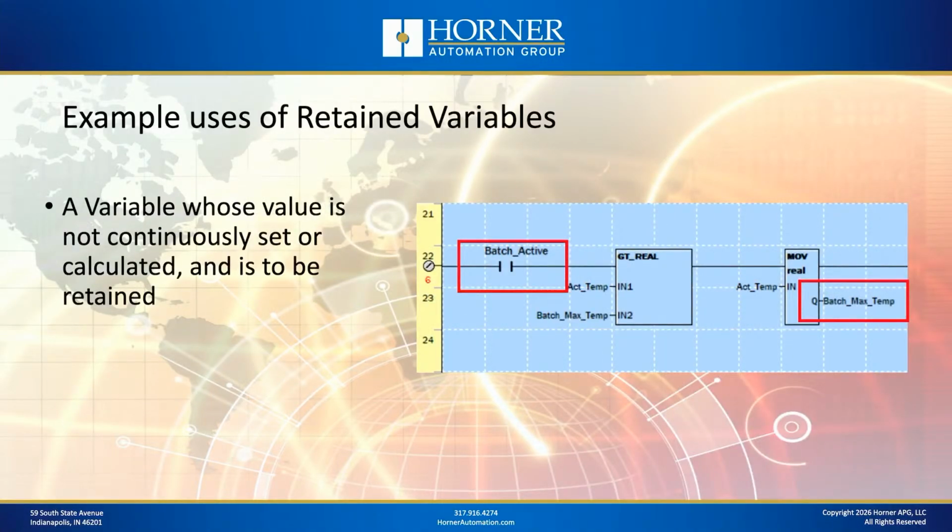Another example of a retained variable is a scenario where you have a variable that is not continuously being set or not continuously being calculated. So on the screen there, I've got an example where we're keeping track of the max temperature of a batch. But we're of course only doing that when the batch is active. And the batch is not always going to be active. And as long as we want that max temp of the batch to be remembered through a power cycle, then that needs to be retentive because it's not continuously going to be calculated and the batch may not be active on the first scan. So again, we don't want that value to go back to zero. So we want that to be retained.